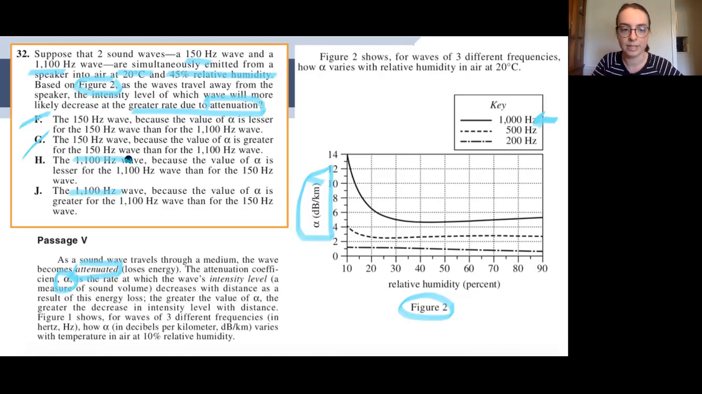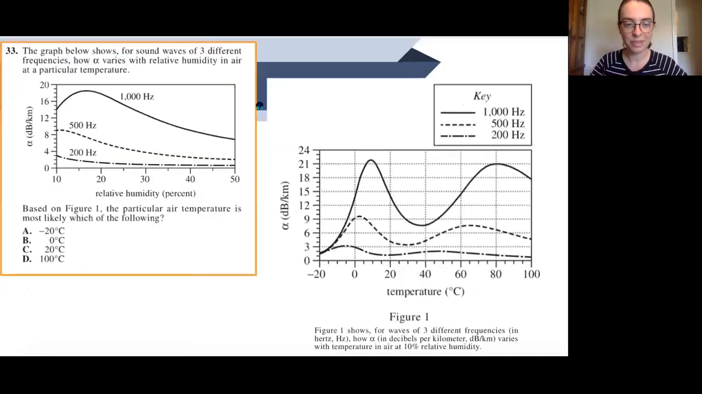Let's see which one's correct. H says because the alpha is less for that one. That's not right, because I saw when I had a bigger number, my alpha was more. And this one says because the alpha is greater for that. That is correct. So 32 should be J. Okay, sorry about my dogs. All right, last one. 33.